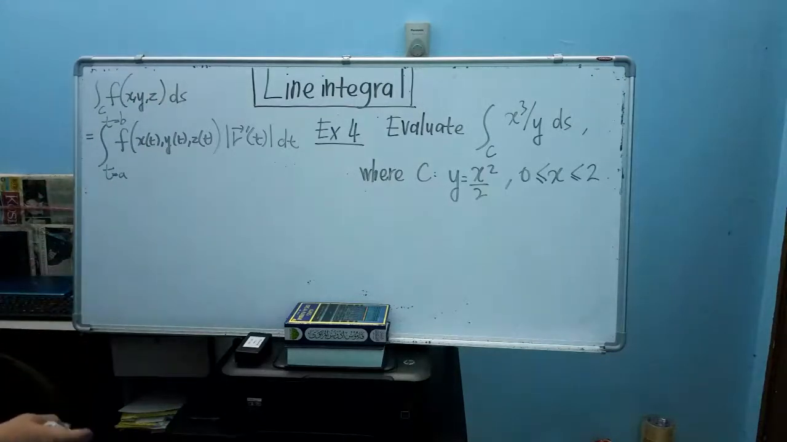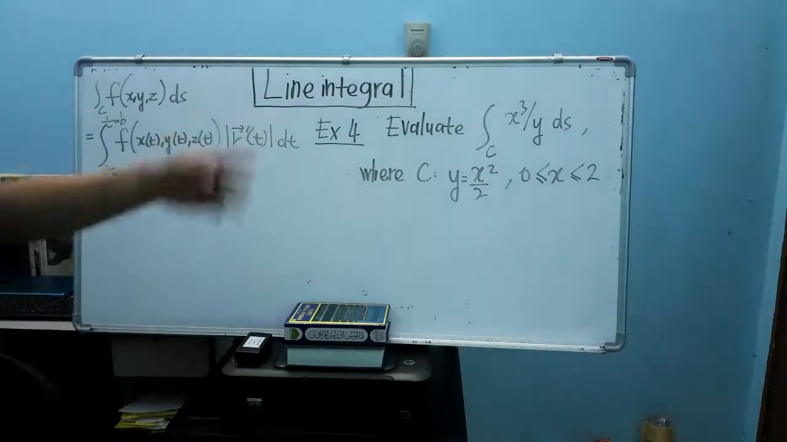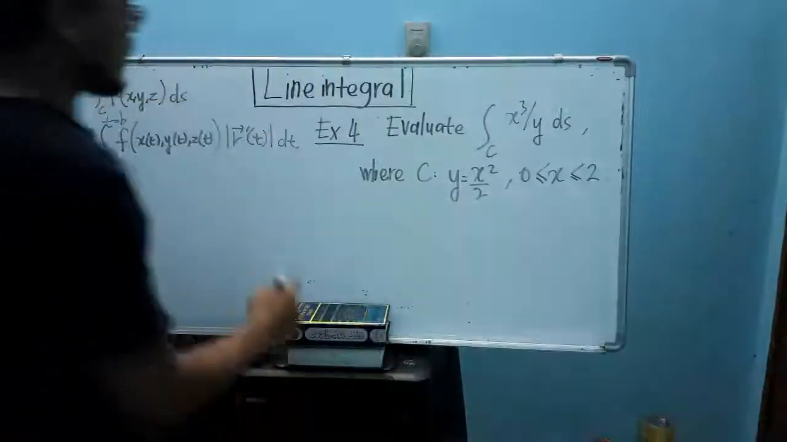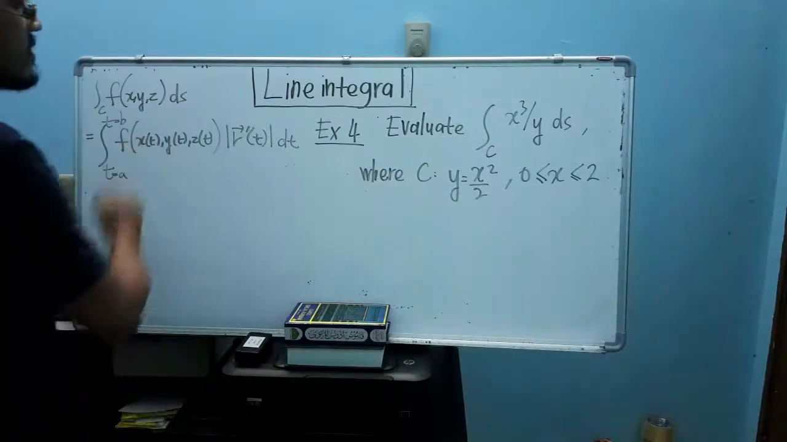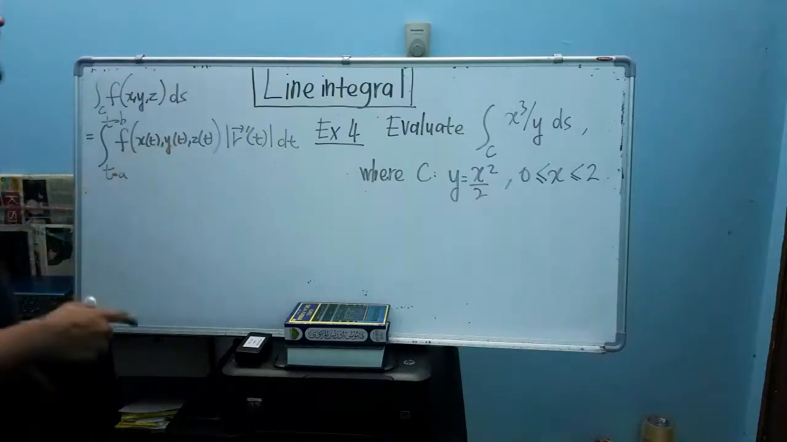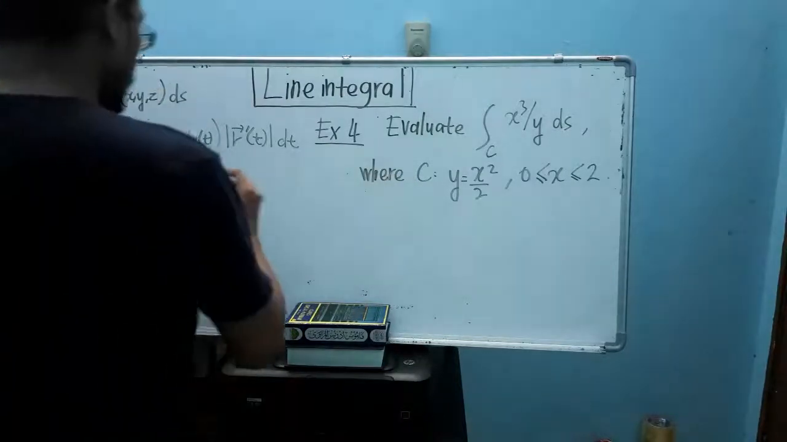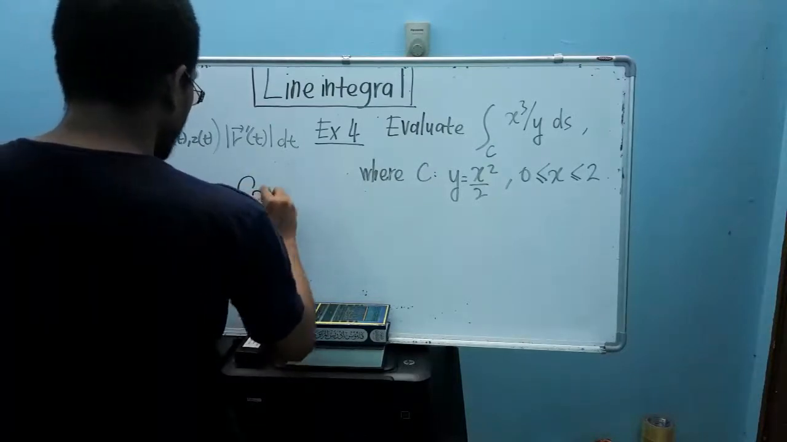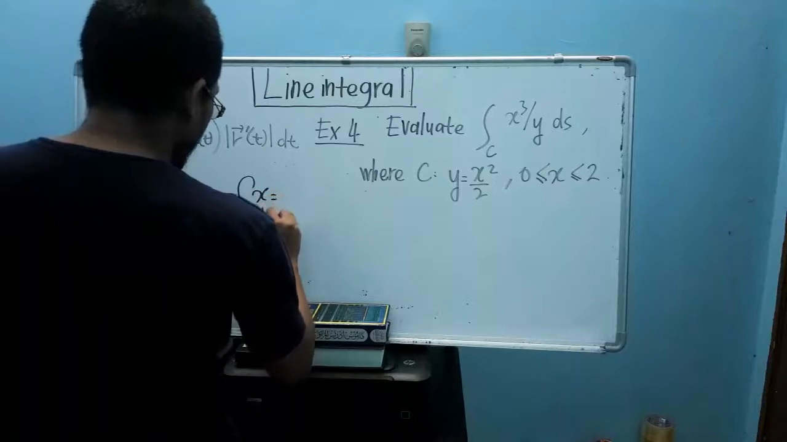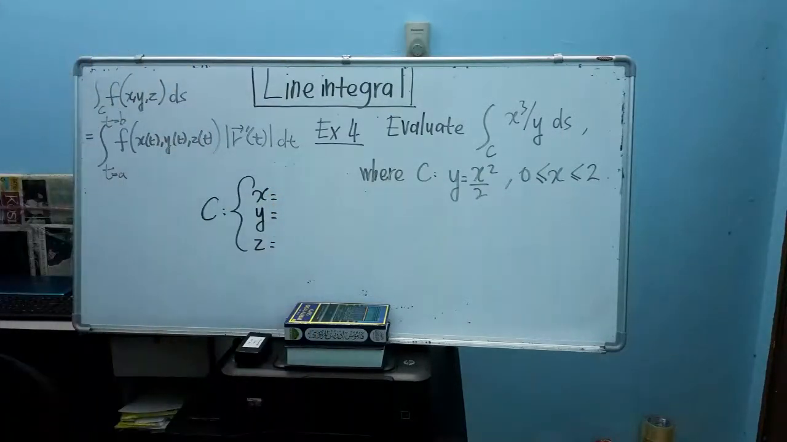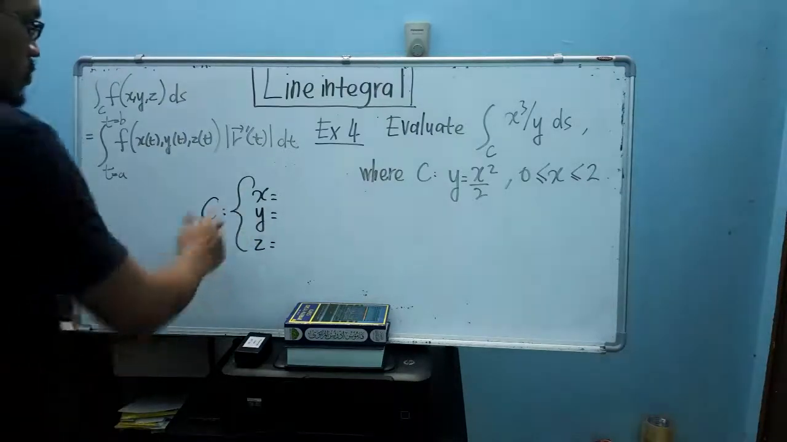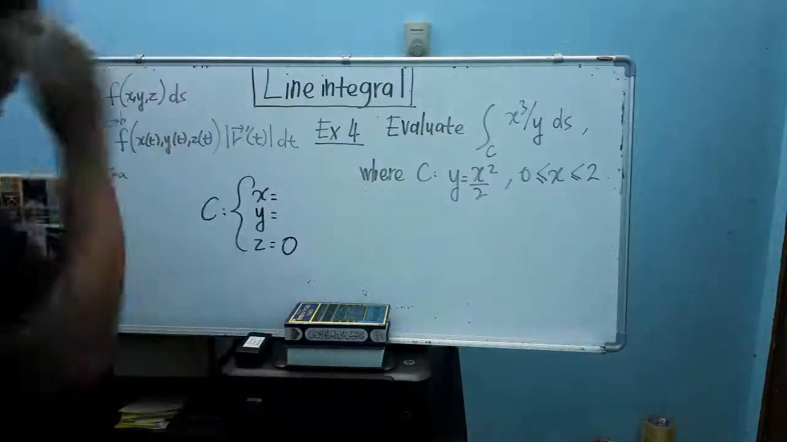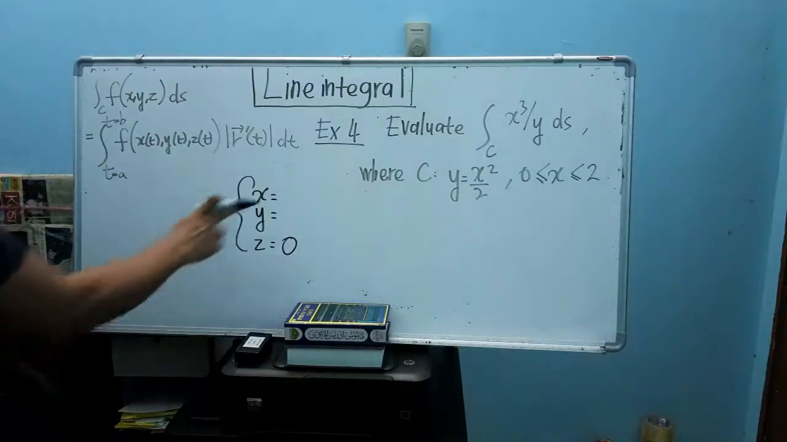Of course, you need to find the whole thing here. So what are our x(t), y(t) and z(t)? We don't have them, meaning that we need to find them. x(t), y(t) and z(t) come from the parametric equation of our C. Since my C is in the xy plane, our z here is equal to 0.